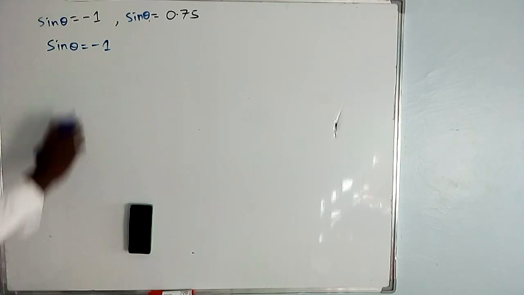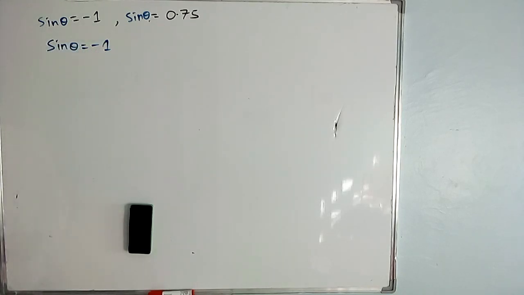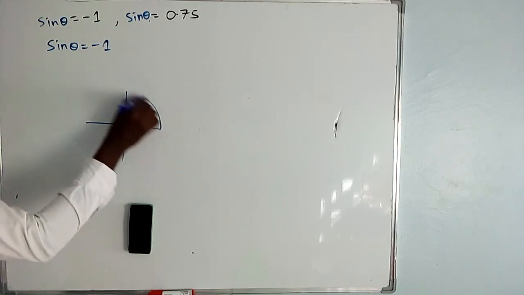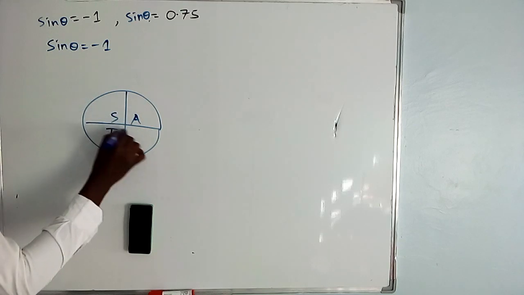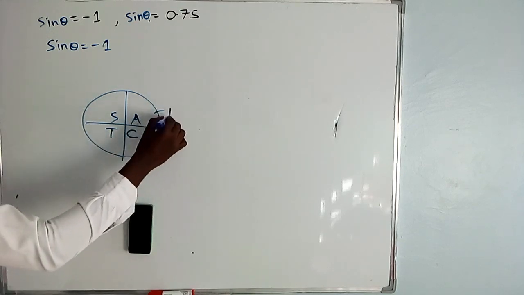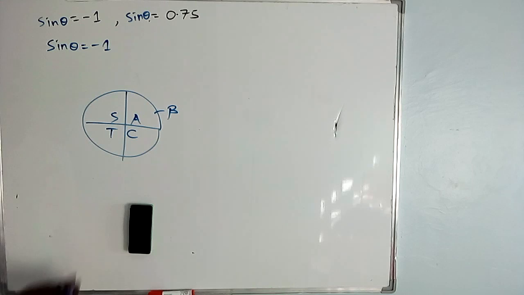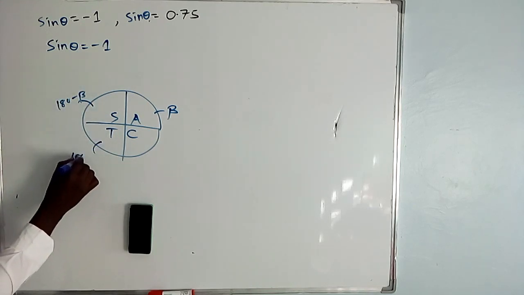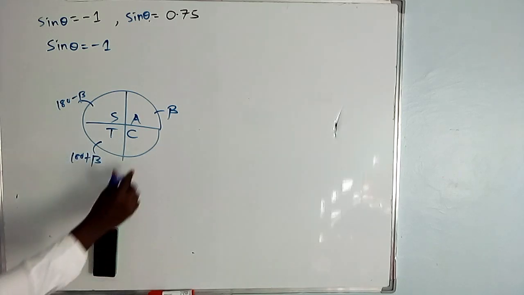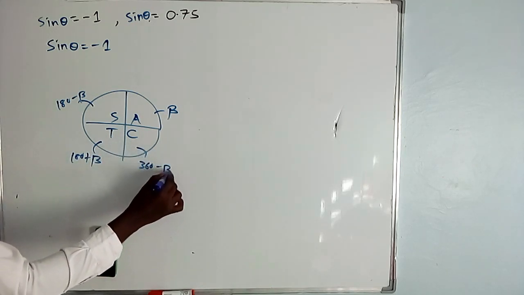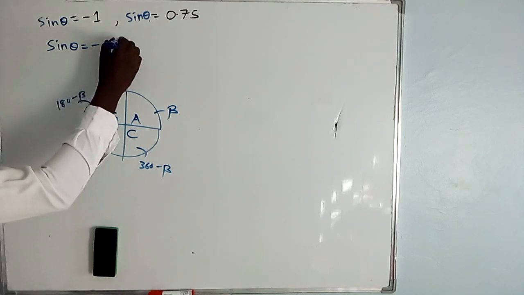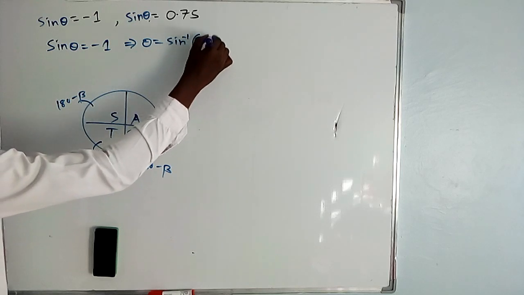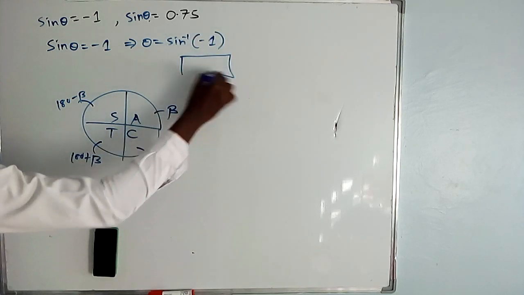So let us start with the first one, when sine theta is equal to negative 1. Meaning you draw the unit circle. So in your unit circle you have all students take calculus. From there, in the first quadrant, it is just some angle beta. The second quadrant is 180 minus beta. The third quadrant is 180 plus beta. Then the fourth quadrant is 360 minus beta, isn't it? So sine theta is equal to negative 1. It implies theta is the sine inverse of negative 1. So we get the sine inverse of 1 when the negative sign tells you the quadrant.